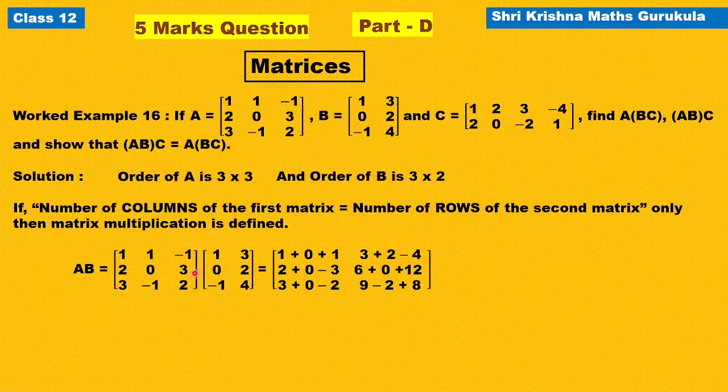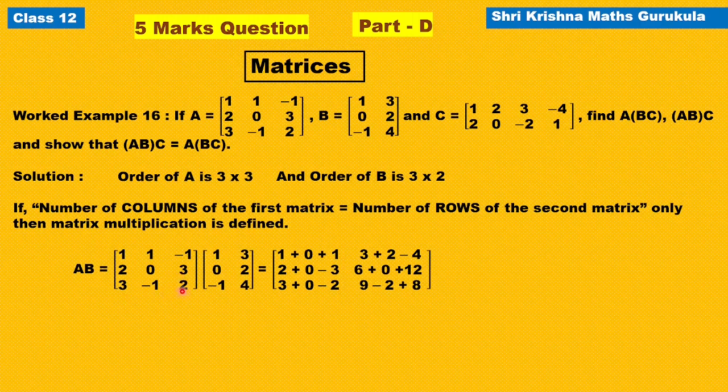Now let us go to the second row. Let us consider the second row with the first column, which gives us 2 into 1, 2, plus 0 into 0, 0. Then 3 into minus 1 gives us minus 3. So now second row and second column is what we are going to multiply. That gives us 2 into 3 is 6, plus 2 into 0 is 0, plus 3 into 4 gives us 12. That is 6 plus 0 plus 12. Now we are done with the second row also.